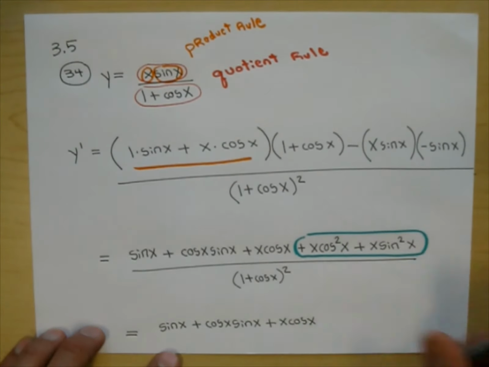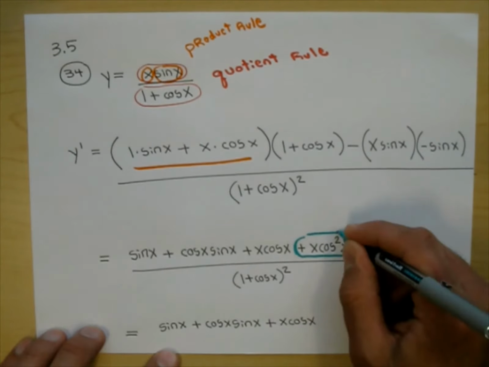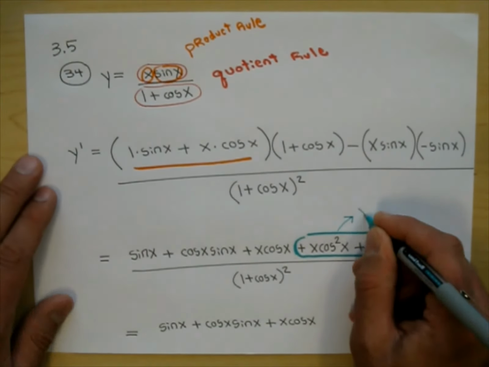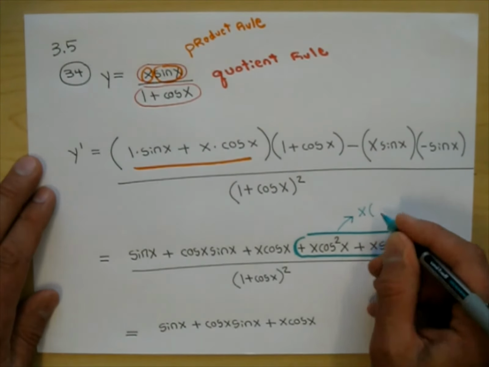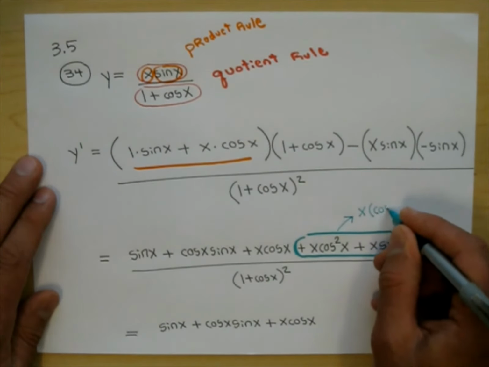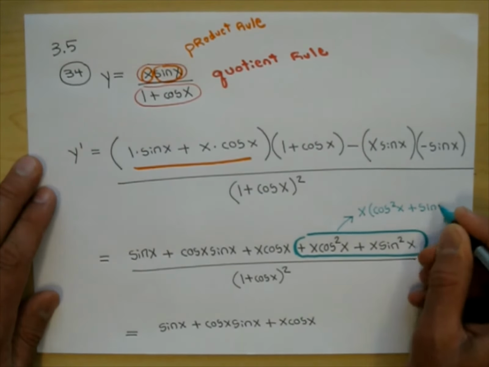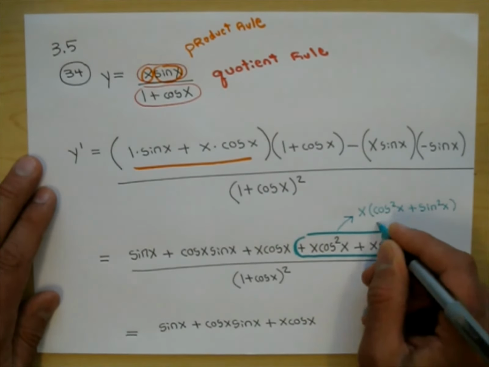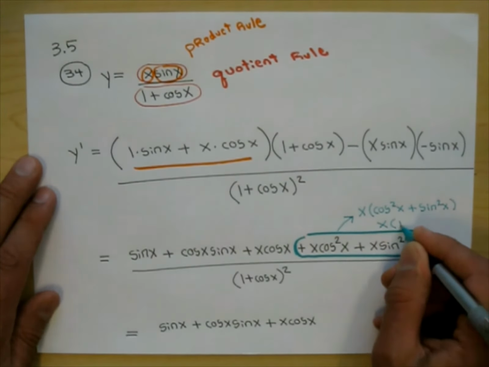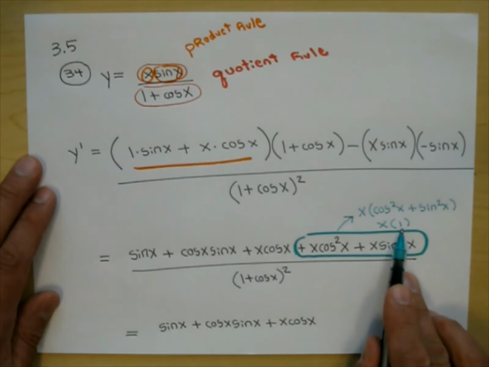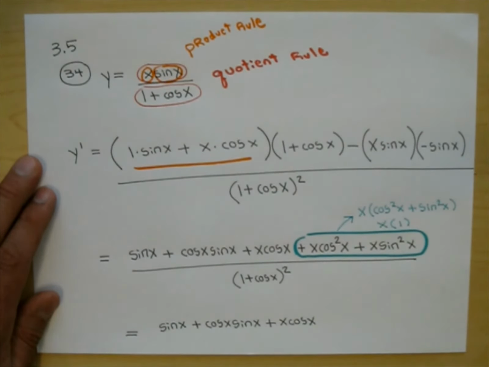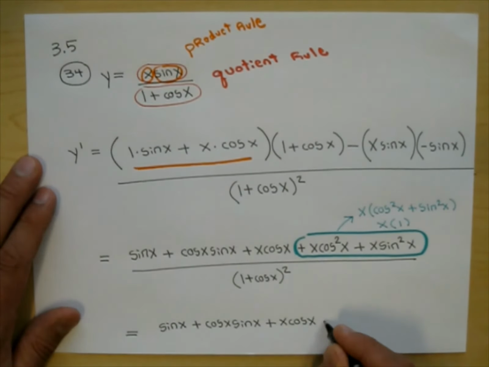Okay, so let's just see what we can do. We'll do this in green. On this part, you could factor out an x. And so this gives me a cosine squared plus sine squared. And does anybody remember what cosine squared plus sine squared is? That is 1. So I end up getting an x right there.